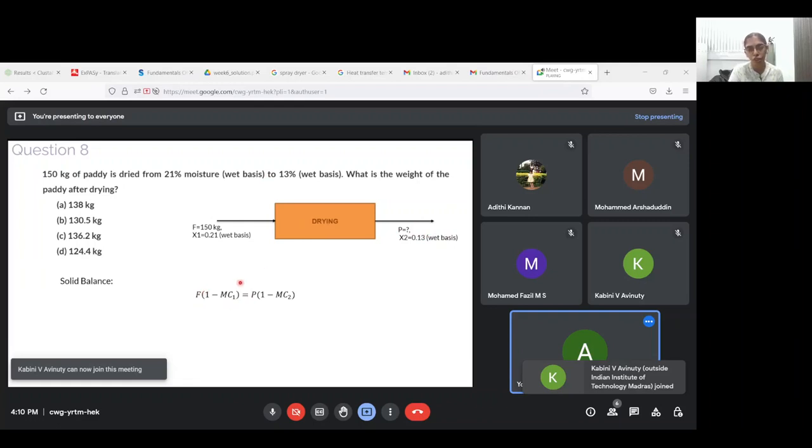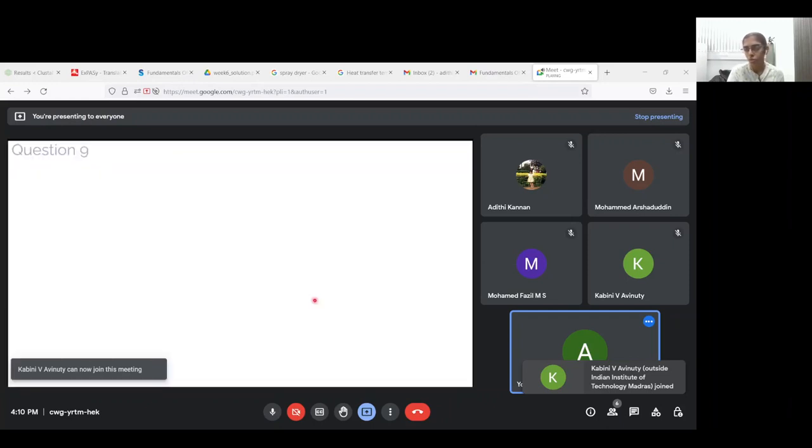F into 1 minus moisture content in the feed equal to P into 1 minus moisture content in the product stream. So when you substitute the values, you get P equal to 136.2 kgs. Is this clear? So the answer to this question is option C. So all you can do is a solid balance of your dry weight, since you know that it is not going to change. Moving on to question 9.